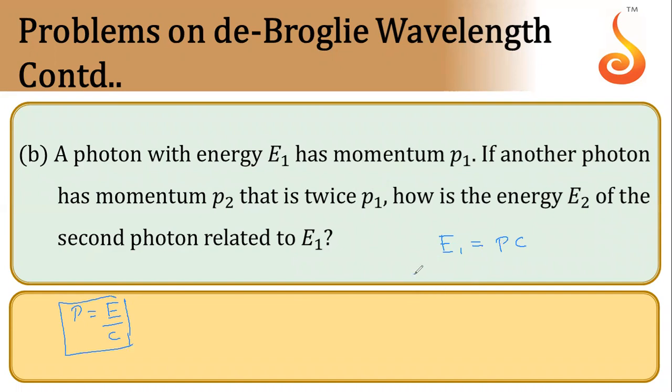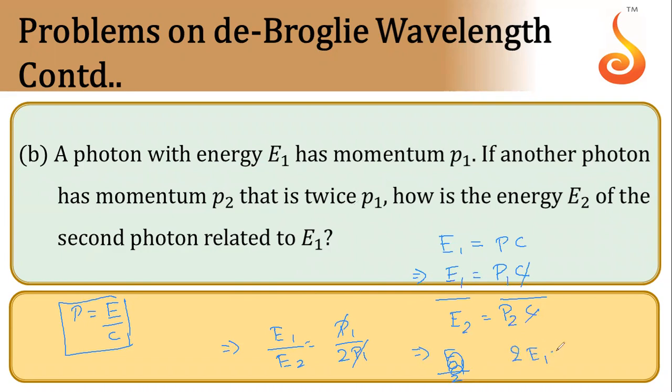Initially energy is E1 and momentum is P1, so E1 is P1 into the speed of light. Finally, E2 is equal to P2 c. So let's divide both sides. C will get cancelled. And we know P2 is twice of P1. So we will get E2 equal to 2 E1. So that will be our answer. Let's move to the next question.